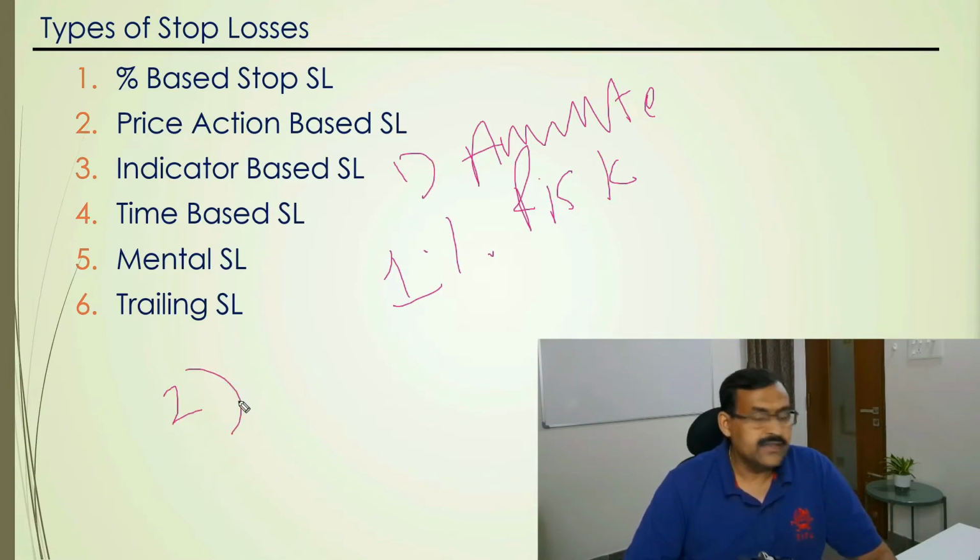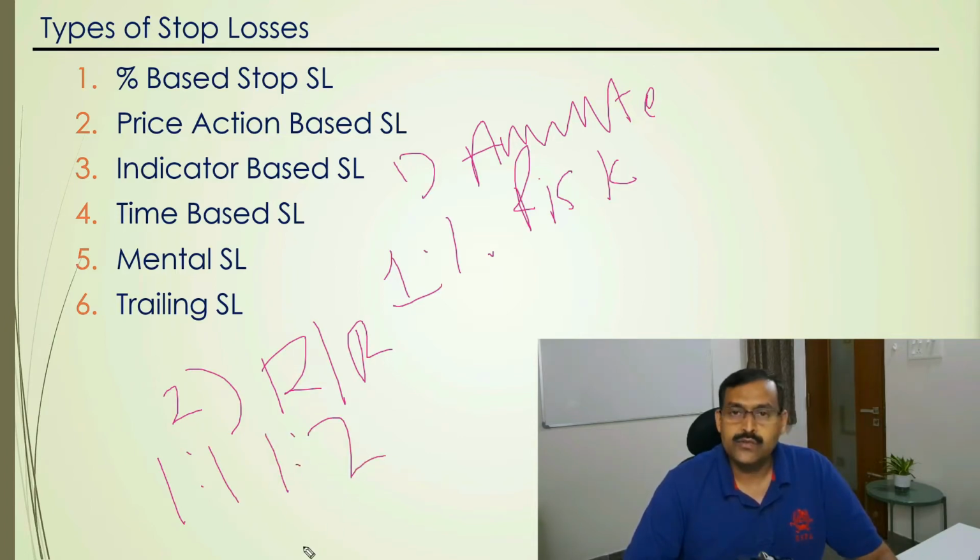And the next thing that is important is the risk reward. Ensure that your risk reward is at least 1:1, or it is best to have 1:2 risk reward, so that over n number of trades, you will be a consistent profitable trader.